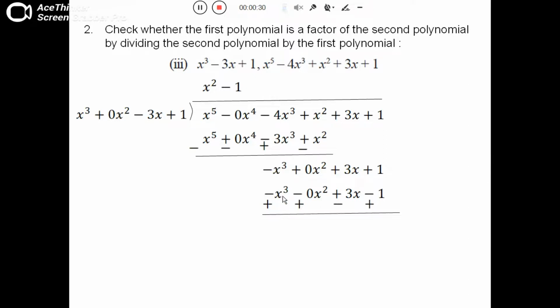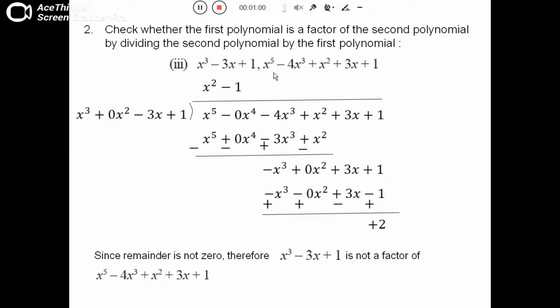Minus x cube plus x cube is 0. This 0x square is 0. Plus 3x minus 3x is 0. And plus 1 minus minus 1 is equal to plus 2, which is the remainder in this division. Since the remainder is not 0, because that is plus 2, if the remainder is not 0, then it is proved that this divisor, x cube minus 3x plus 1, is not a factor of this second polynomial.